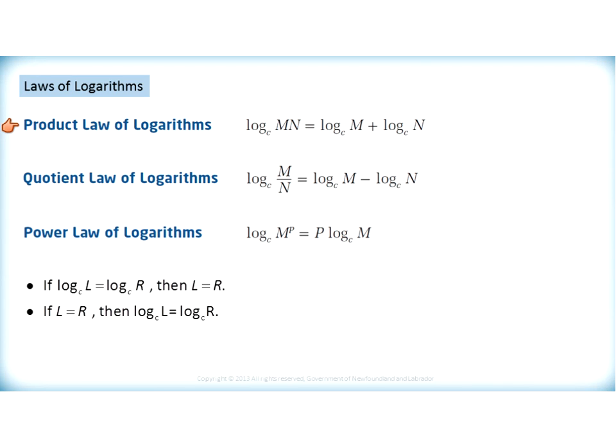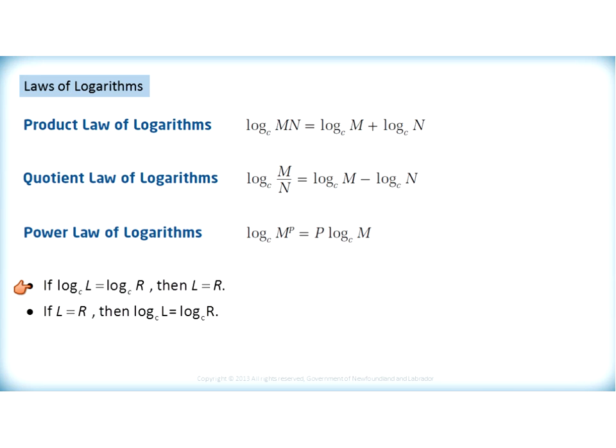We will use the laws of logarithms throughout this presentation. Recall that the product law of logarithms states that the log of a product is equal to the sum of two logs, keeping the same base. The quotient law of logarithms states that the log of a quotient is equal to the difference of two logs, all with the same base of c. And the power law of logarithms states that the log of m raised to the power of p to base c is equal to p times the log of m to base c.